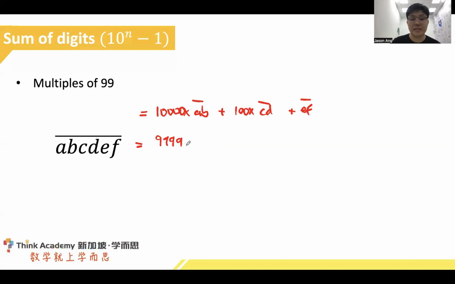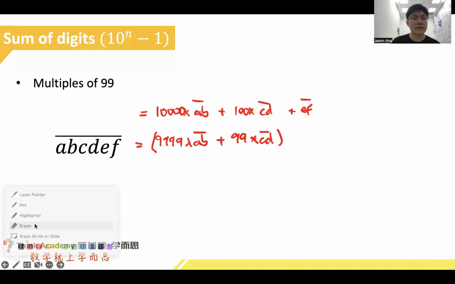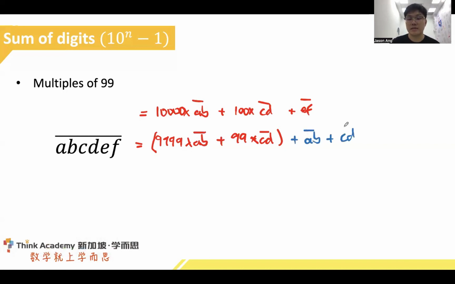Okay, so it's going to be a bit easier for you all to see. Plus 99 times CD. And we group them together. And we take the other numbers out. Again, we are going to get these numbers: AB, CD, EF. So once again, check the numbers at the back. If they're divisible by 99, then we know that the whole number is going to be divisible by 99.